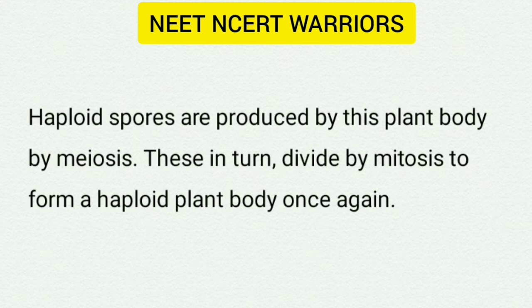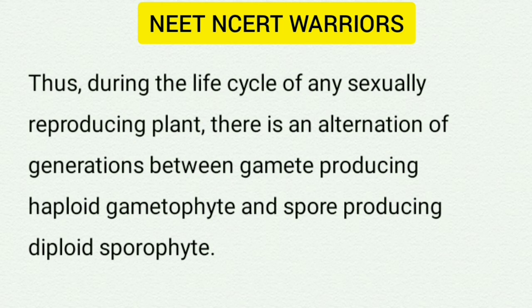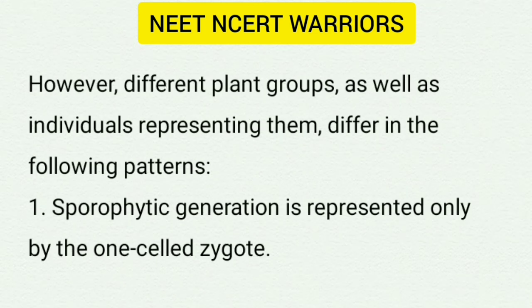Haploid spores are produced by this plant body by meiosis. These in turn divide by mitosis to form a haploid plant body once again. Thus, during the life cycle of any sexually reproducing plant, there is an alternation of generations between the gamete-producing haploid gametophyte and the spore-producing diploid sporophyte. However, different plant groups, as well as individuals representing them, differ in the following patterns.